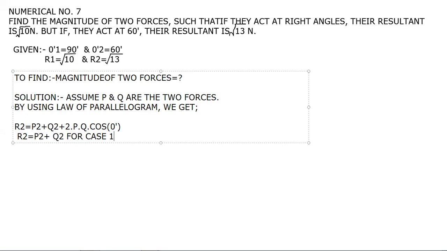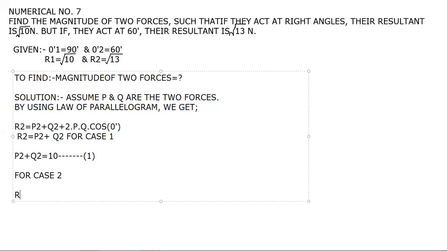Okay. Now, for the first condition, you can write the expression as P square plus Q square is equal to the square of root 10, and that is equal to 10. Okay. So you can write it like this. You can give it as expression number 1.